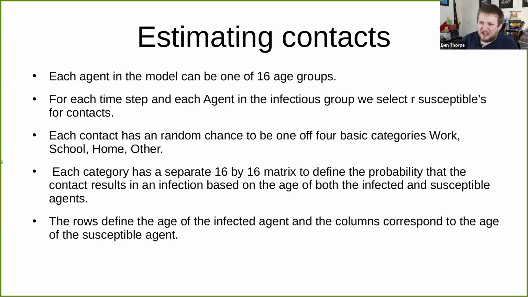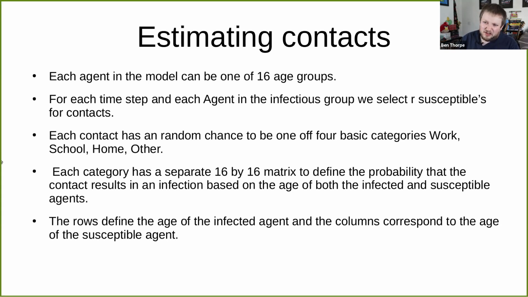Each contact then has a random chance to be one of 4 contact types, which are school, work, home, other. And each category of these types has a matrix that defines the probability that the contacts will be infectious based on both their age and the age of the person they're talking to. So, for example, if a child meets their grandparents, there'll be a different probability that the transmission will occur versus a child meeting their parent or meeting a random stranger in the street. So it's that kind of stuff going on.